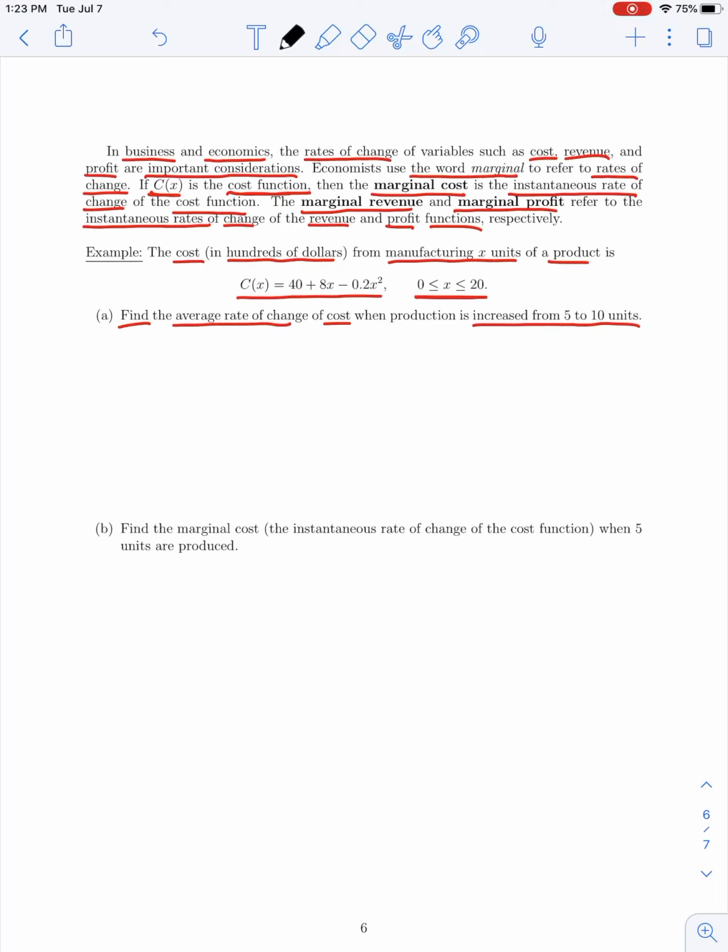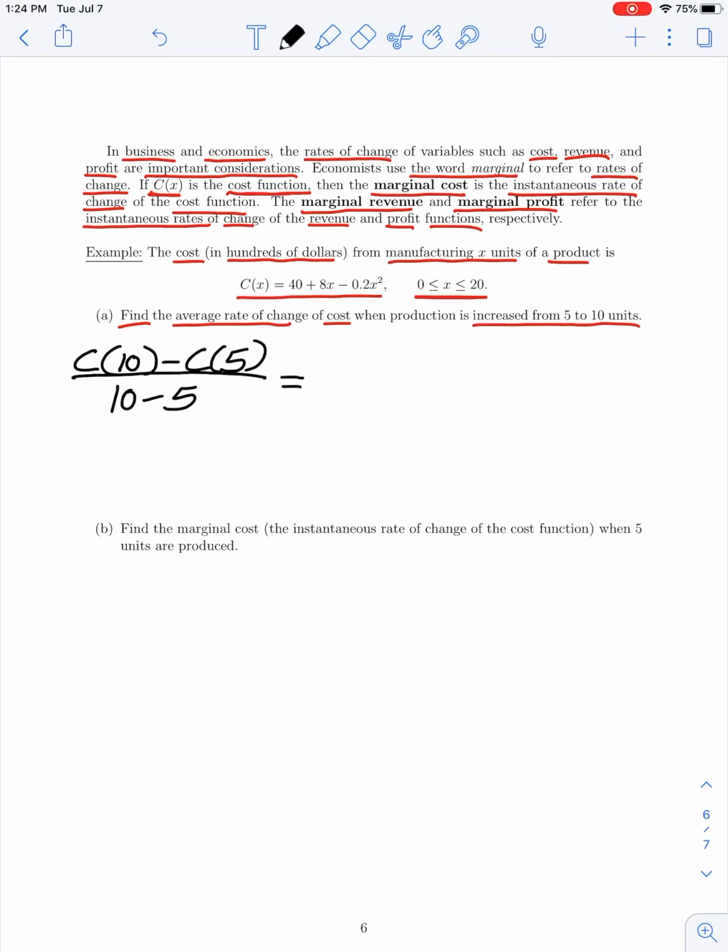The average rate of change of a function is given by the quotient where we evaluate our function, in this case c, at 10, and subtract c of 5. So it's the difference in the cost of producing 10 units versus 5 units. And then we divide by 10 minus 5, the difference in the number of units that we're producing.